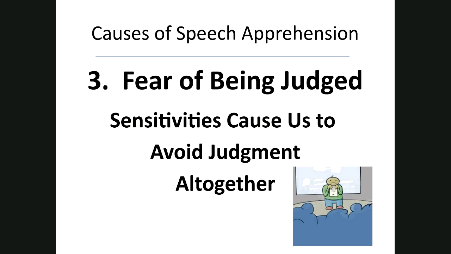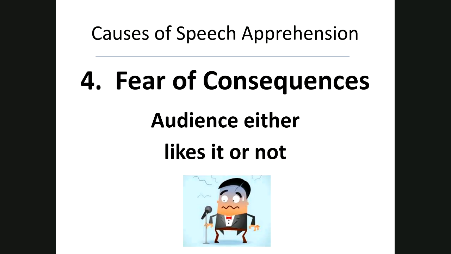The third cause of speech apprehension is the fear of being judged. This is when sensitivities cause us to avoid judgment altogether. We are so fearful of being judged. What is somebody going to say about me? Number four of the four causes of speech apprehension is the fear of consequences. Okay, the audience is either going to like it or not.